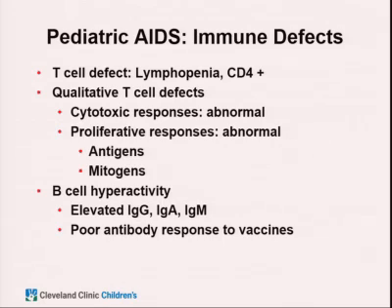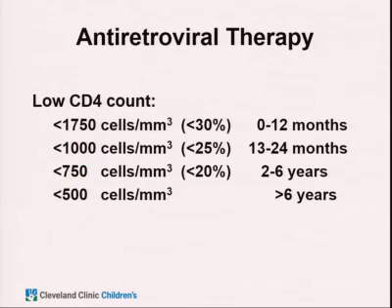These are some of the immune defects with pediatric HIV. They're usually lymphopenic and have low CD4 counts. They also have T-cell defects. They don't have normal cytotoxic responses. They don't have normal responses to antigens and mitogens. And these children used to have very, very high specific antibodies, IgG, IgM, and IgA antibodies, but they did not respond well to vaccines. So although they were hypergammaglobulinemic, they were not functional.